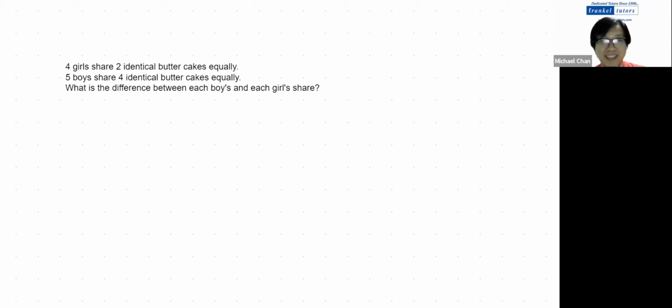This question is testing you on your understanding that when you share something equally, it is effectively a division and you're creating a fraction. So in this case, the 4 girls shared 2 identical butter cakes equally. So when that happened, you've got 2 cakes shared by 4 girls. And you've created a fraction there.